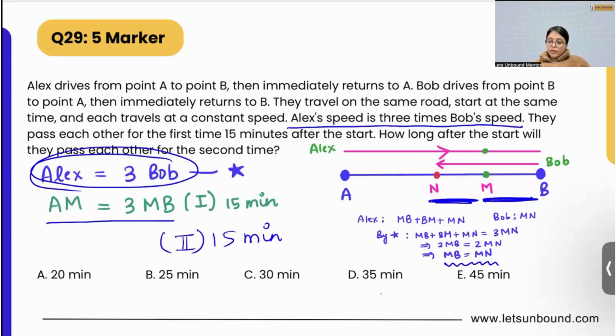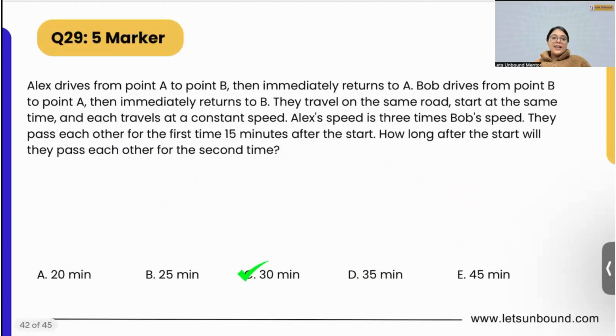So in total, from the time they started, so it says how long after the start will they pass each other for the second time. So 15 minutes plus 15 minutes gives you 30 minutes. That is option C. So option C is correct.